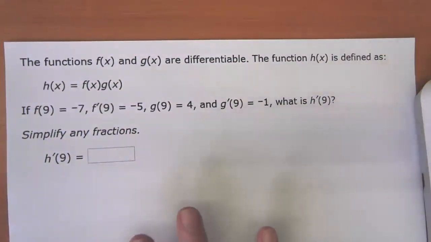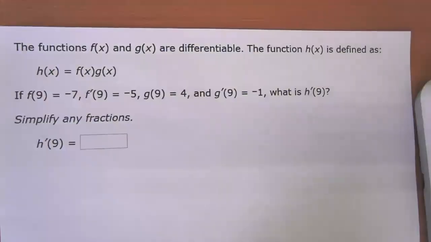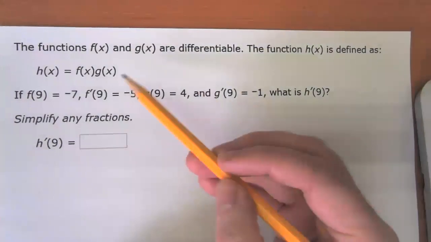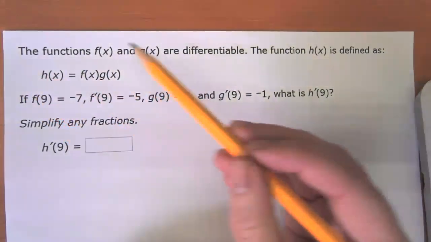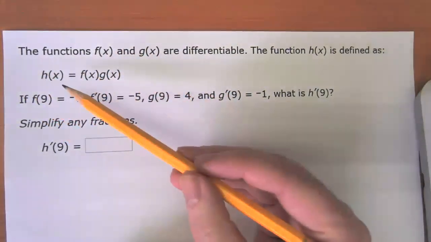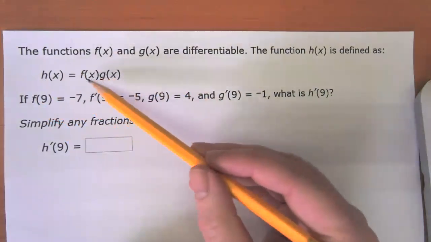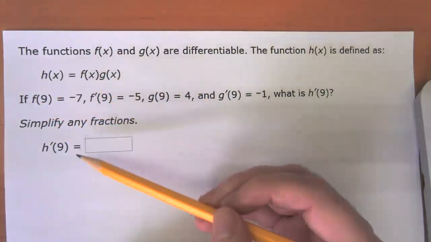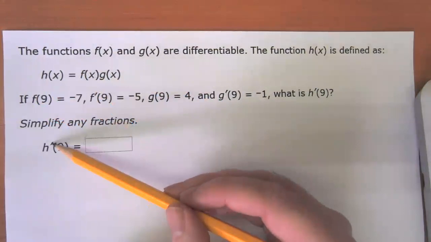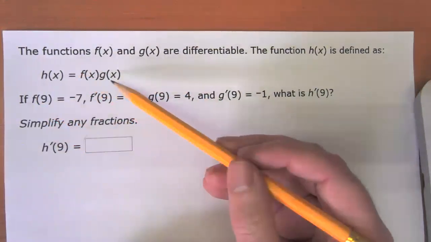Okay, so that's just a lot of data right there, and it's a little bit hard to figure out what I'm supposed to do with those numbers in order to get the answer that I'm looking for. But let's think about what we're dealing with. We've got the function h, which is defined as the product of f and g. So if we want to know the derivative of h, we've got to use the product rule.